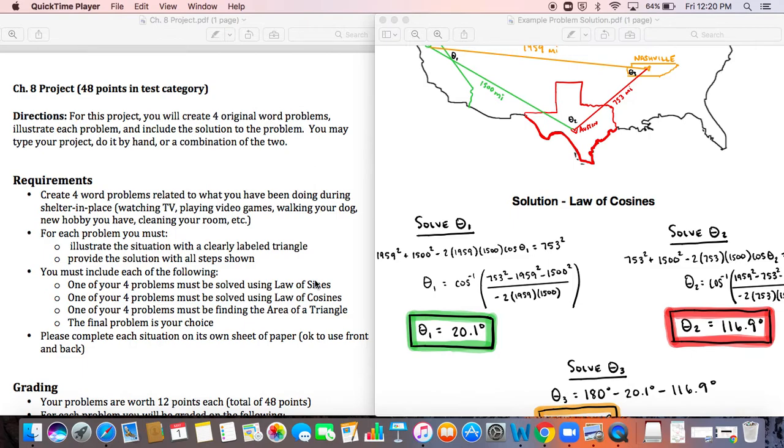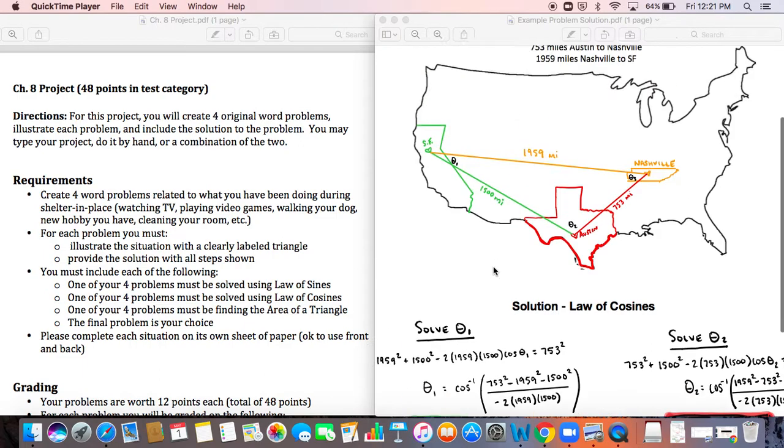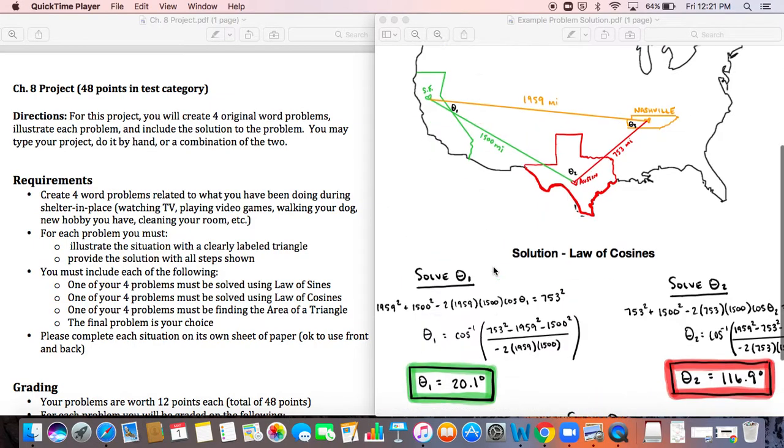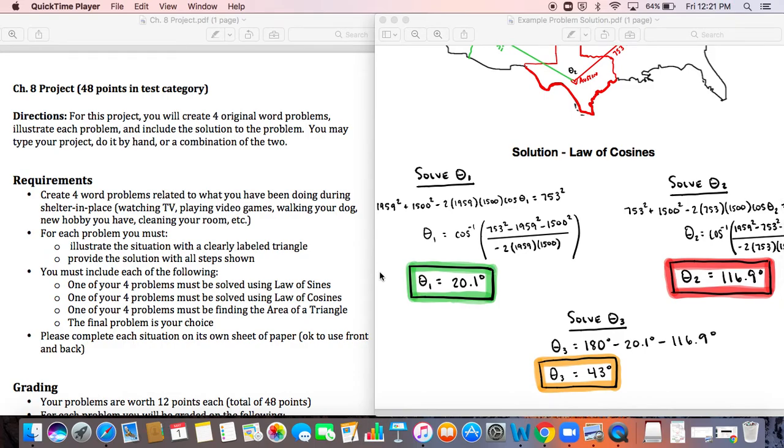For each of them, complete it on its own sheet of paper. So you should have 4 papers total, or 2 pieces of paper front and back completed. Okay, but we want each of them on its own. So something like this. This one problem took up the whole sheet of paper. Don't squish it all into one paper.